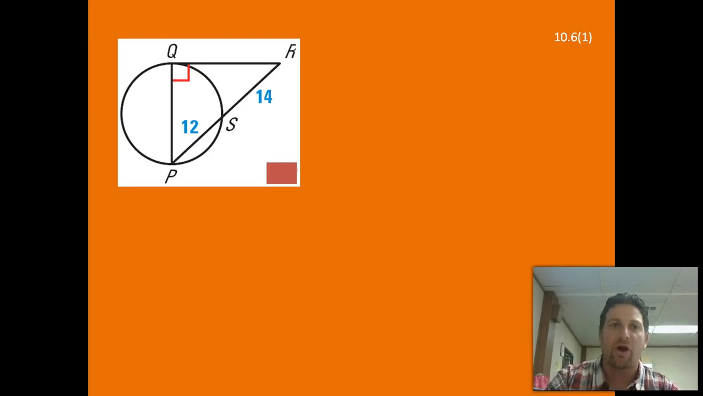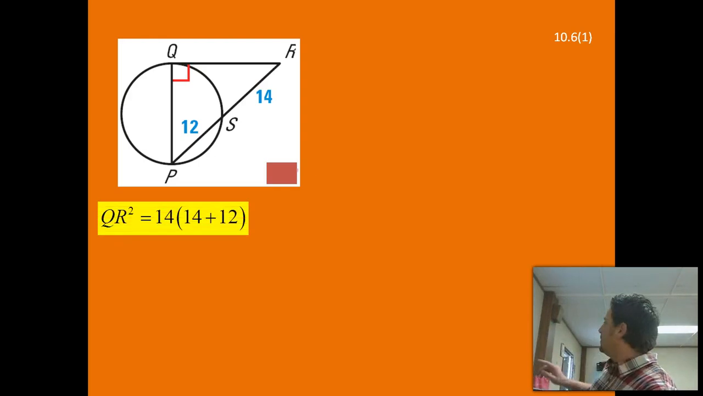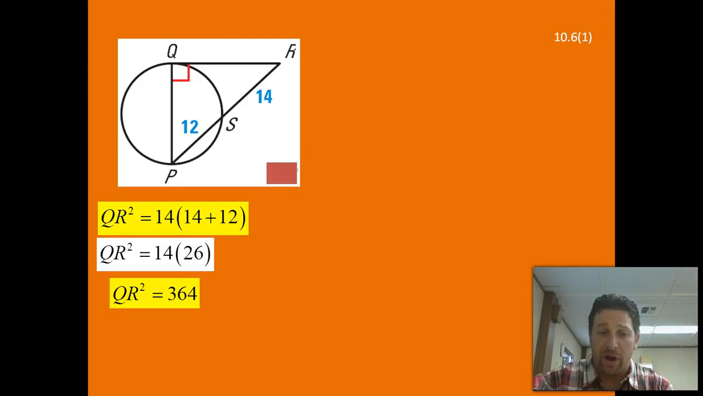So we're going to take QR and we're going to square it, and we're going to set that equal to 14 times 14 plus 12. Okay, so you start to do the work here. 14 plus 12 is 26. 26 times 14 gives you QR squared equals 364. Now to undo squared, we're going to square root. And so when I square root both sides of that, I get 2 root 91.